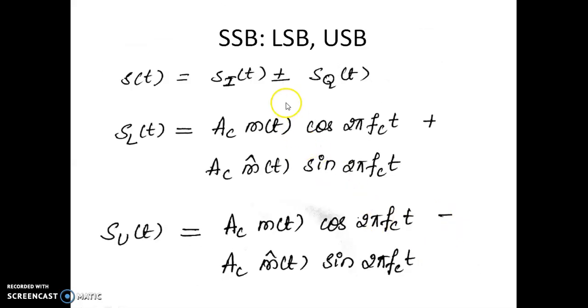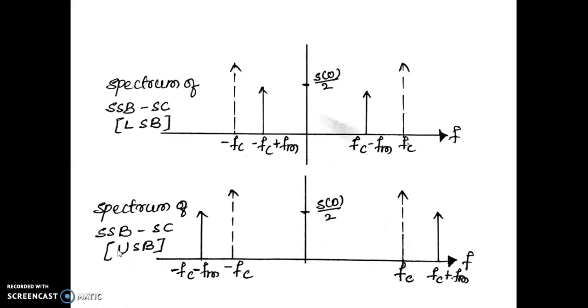Now, this is single sideband suppressed carrier. We're going to have this component. If you take the algebraic sum of those two, we're going to end up with the lower sideband. The subtraction of that will give the upper sideband. This is the spectrum of the SSB-SC, LSB and USB. As you can see here, this doesn't have a carrier component. This will have only the lower sideband, and of course for USB we will have only the upper sideband.